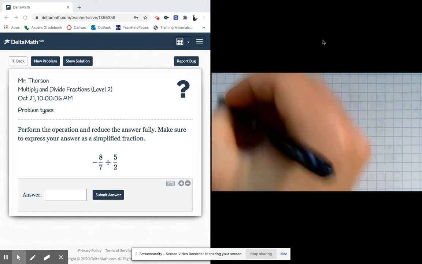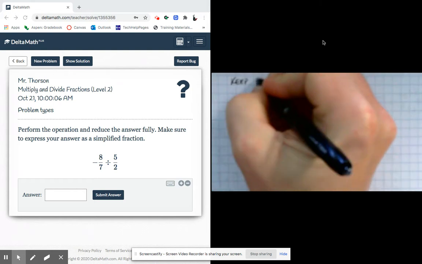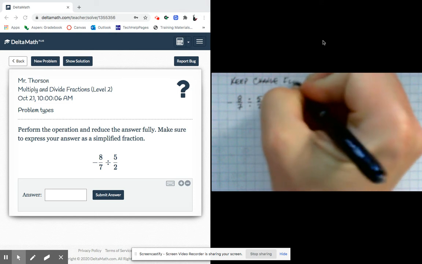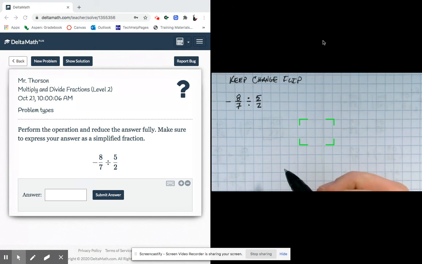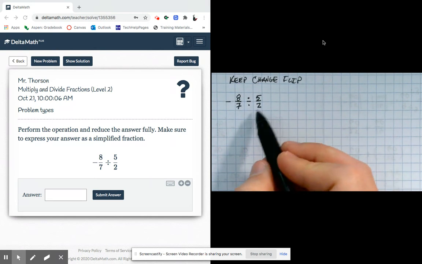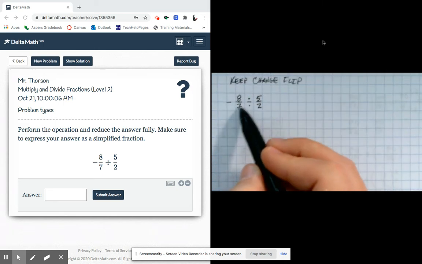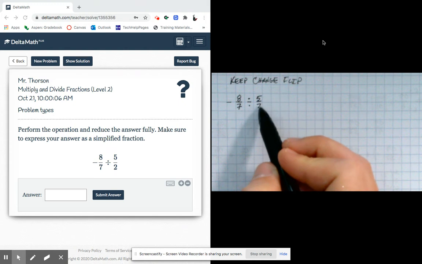And you guys remembered this as the keep, change, flip method. But again, I talk about this instead of as keep, change, flip, as multiplying by the reciprocal. So let's think about it. We know that we're going to multiply this negative 8/7 by the reciprocal of 5/2.